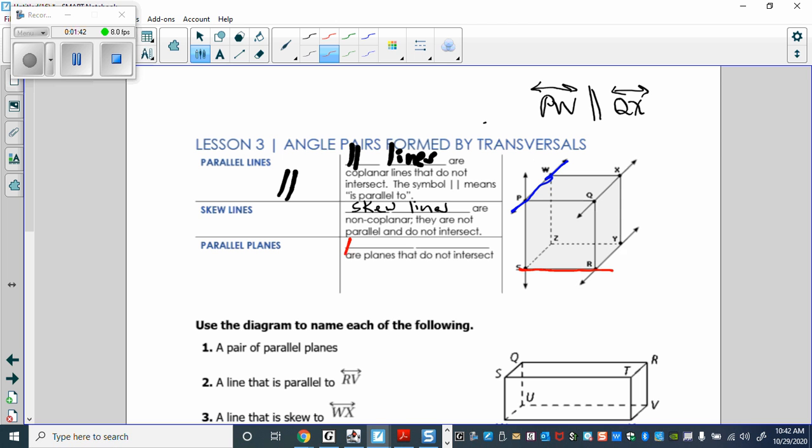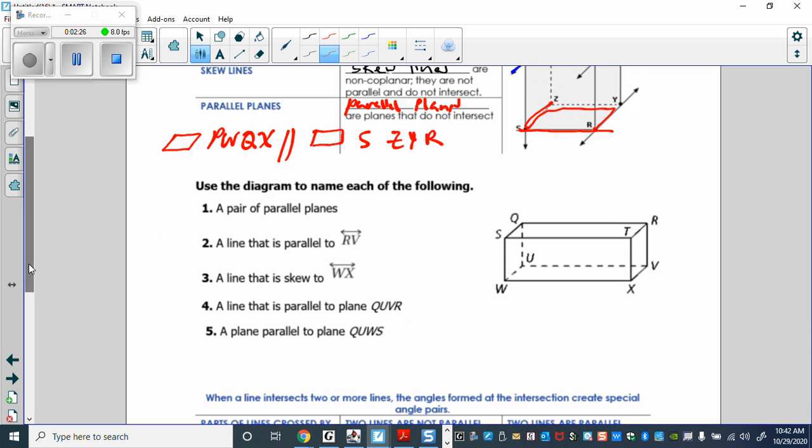Now, parallel planes are planes that never intersect. When we're naming a plane, it's like a parallelogram: plane PWQX is parallel to plane SZYR. We can think of opposite walls. We could think of the floor and the ceiling as parallel planes.